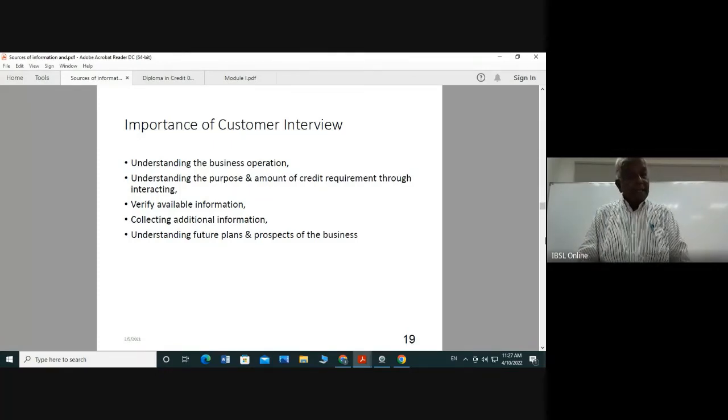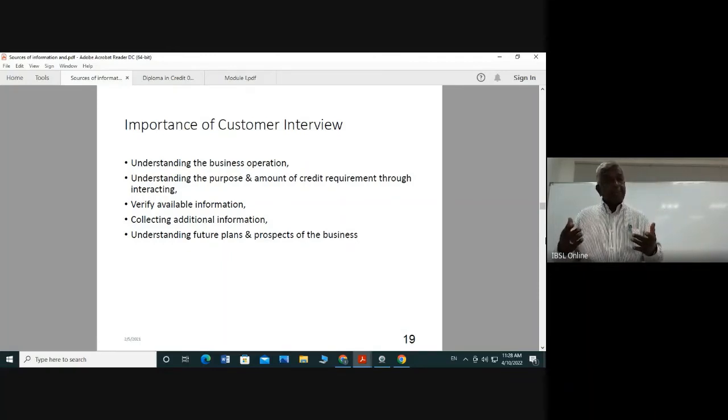And then understanding the purpose and amount of credit requirement through interacting. Interacting means you have a discussion with the customer. He may come saying, I want about 50 million rupees to expand this business. But by interacting, you can ask questions: for this much time, how much, for this purpose how much do you want. You can make him understand and accept the actual credit requirement and what purpose it is for.